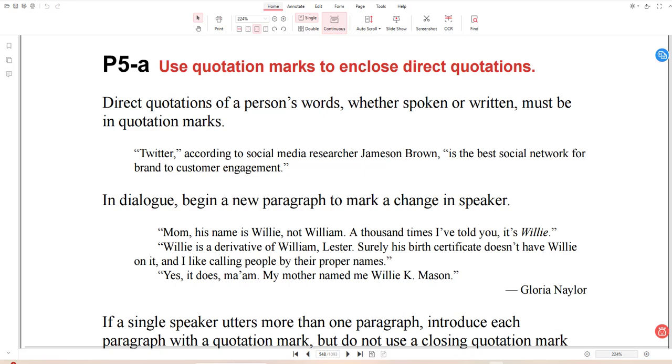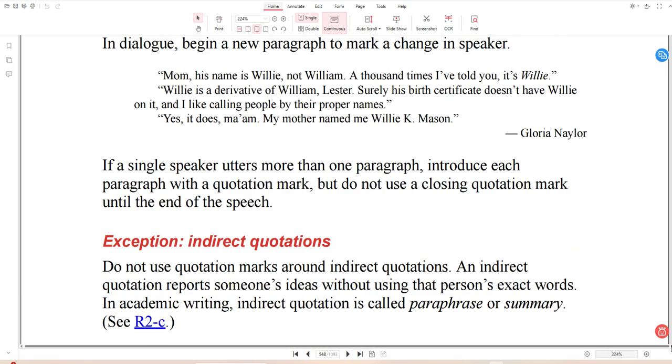Mason. If a single person utters more than one paragraph, introduce each paragraph with a quotation mark, but do not use a closing quotation mark until the end of the speech.